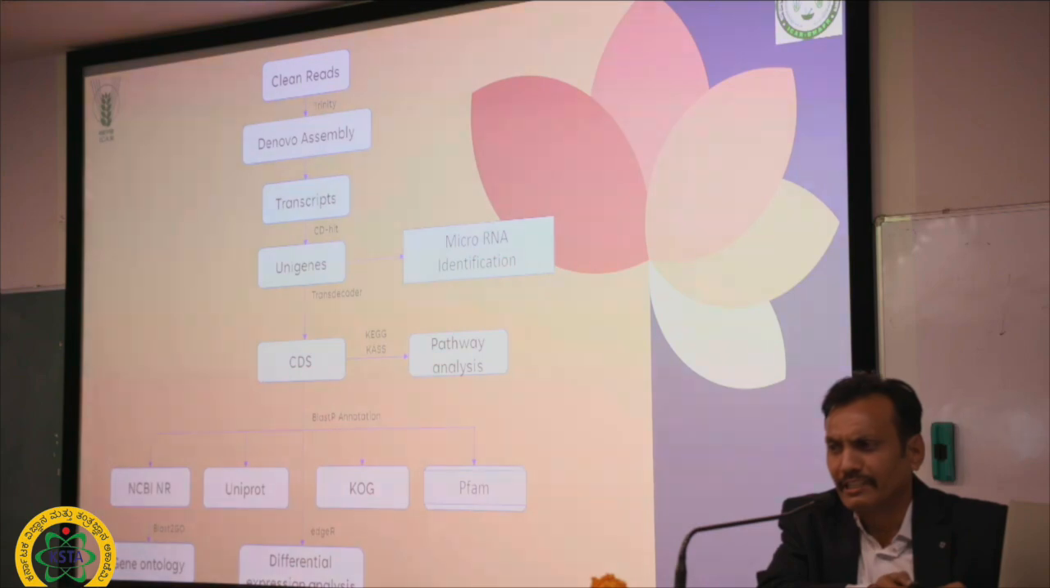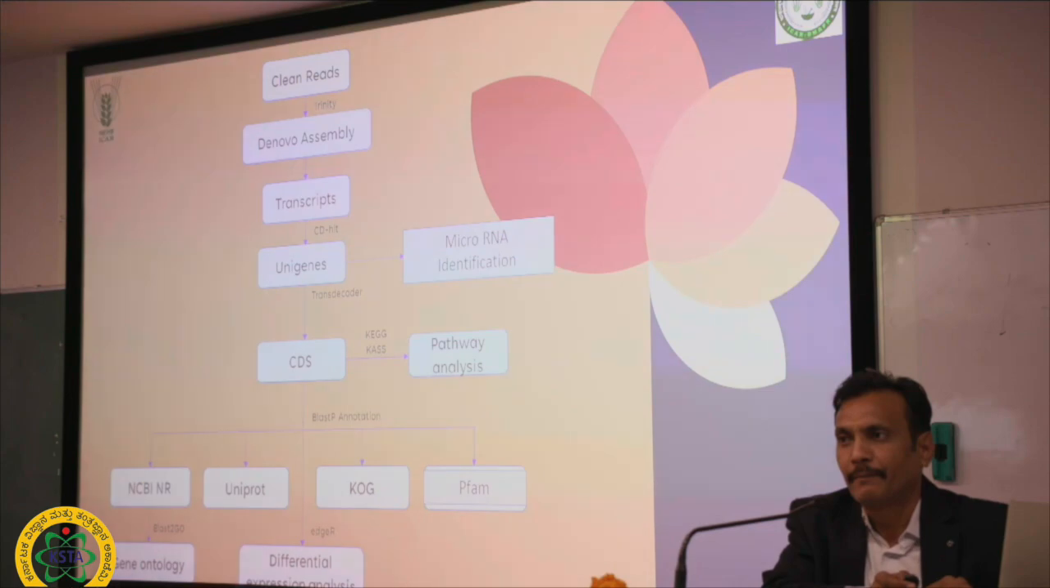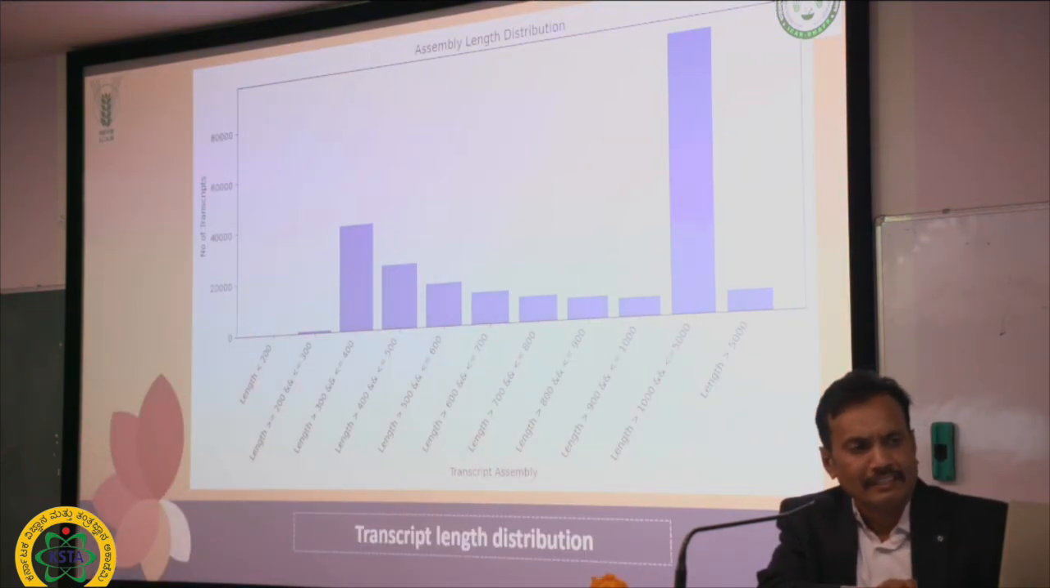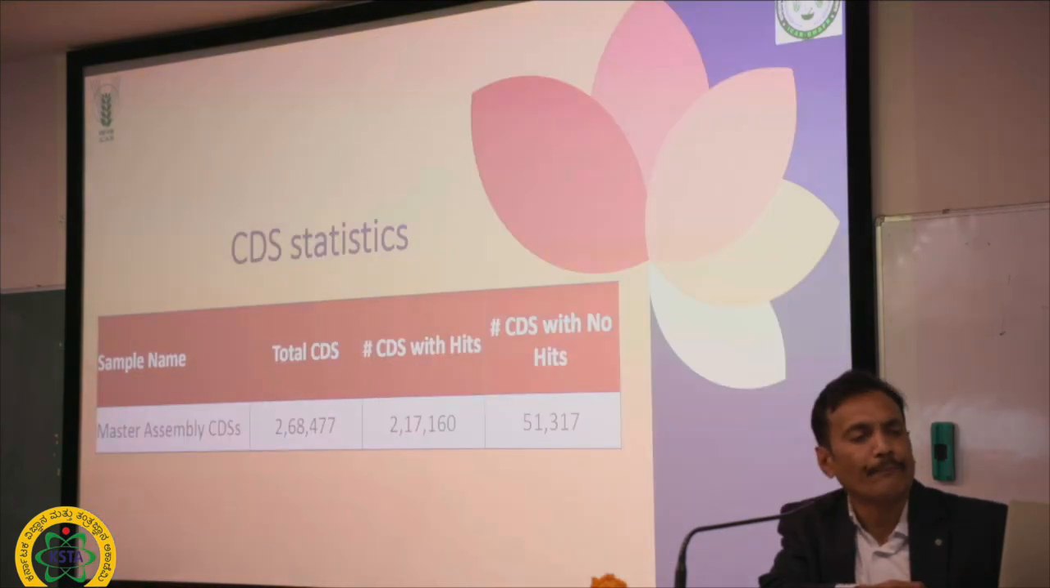We also tried to identify some of the microRNAs, because microRNA 156, 157 and 172 have a great role to play in controlling flowering. We can see that the combo assembly has the highest length, 100,000 to 5,000 base pairs, and this is the data of the assembly.